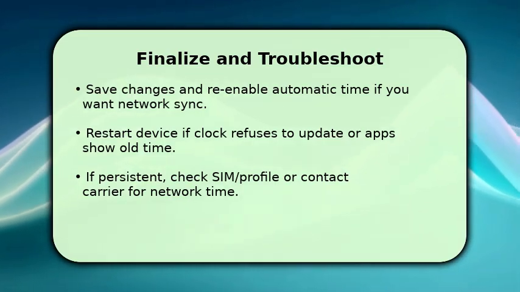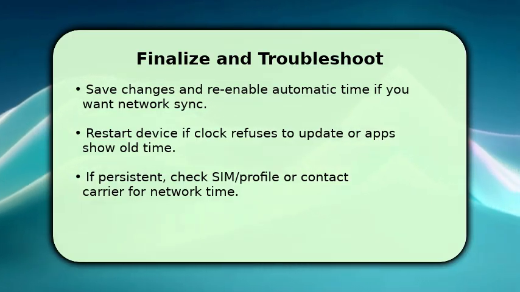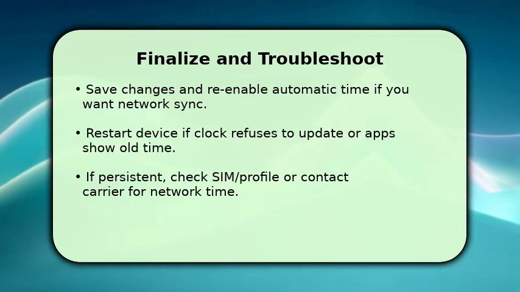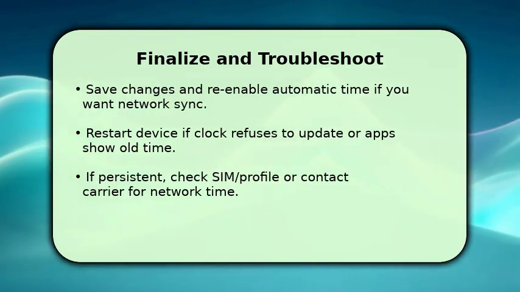If the clock snaps back or apps show wrong times, restart the phone. That clears cached system time. If problems persist, make sure your SIM and carrier settings allow network time or test with Wi-Fi.